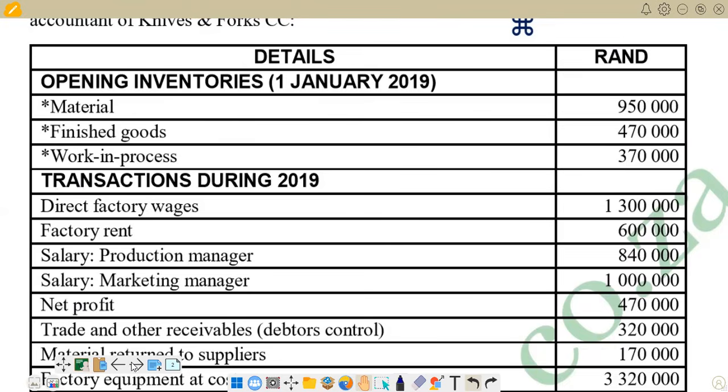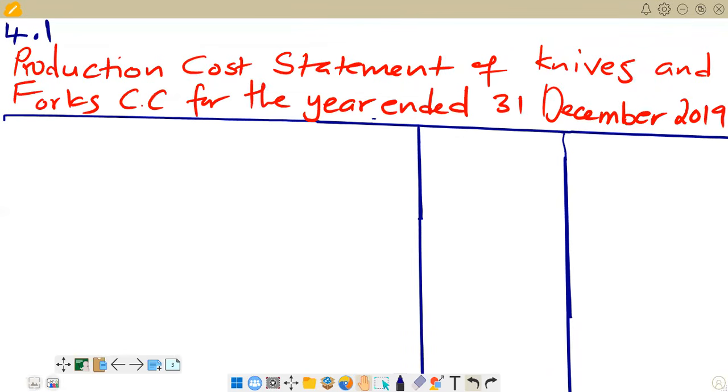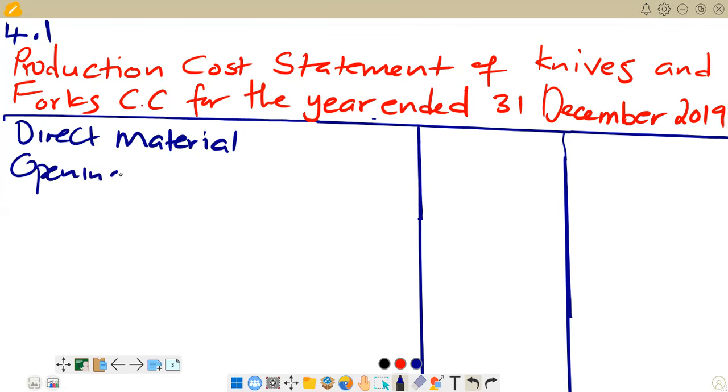So this is the figure that we're going to start with in the production cost statement. If you go to our answer section now, here we are going to start with our calculation of direct material. Remember, after finding the figure for direct material used, we now add direct labor to get the prime cost. So here direct material, then we list the calculation of the figure for direct material beneath that. We start with opening stock. We can say stock or inventory. We just mean the same thing here.